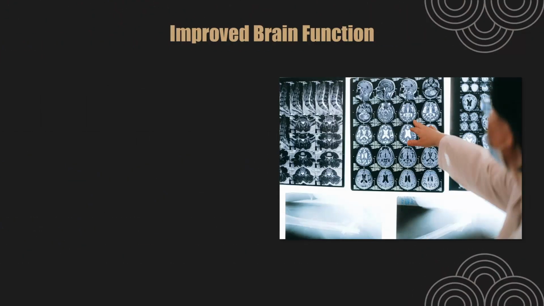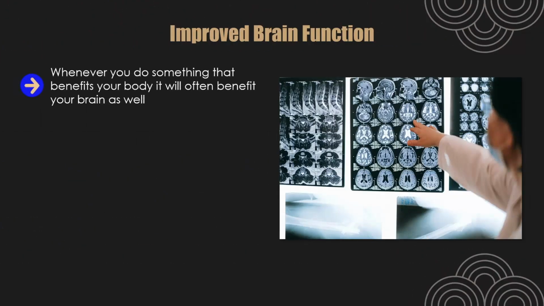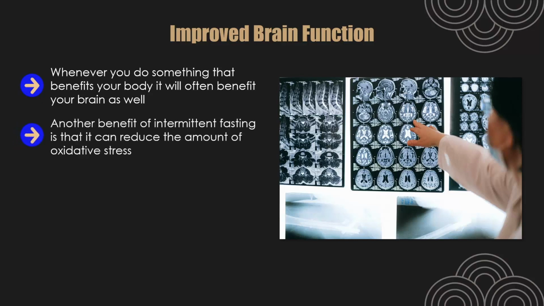Improved brain function. Whenever you do something that benefits your body, it will often benefit your brain as well. By increasing your metabolism through intermittent fasting, you are very likely to improve your brain health as well. Another benefit of intermittent fasting is that it can reduce the amount of oxidative stress. Fasting can also reduce blood sugar levels and inflammation. By reducing insulin resistance, as we have already discussed, these things all help to increase brain power.